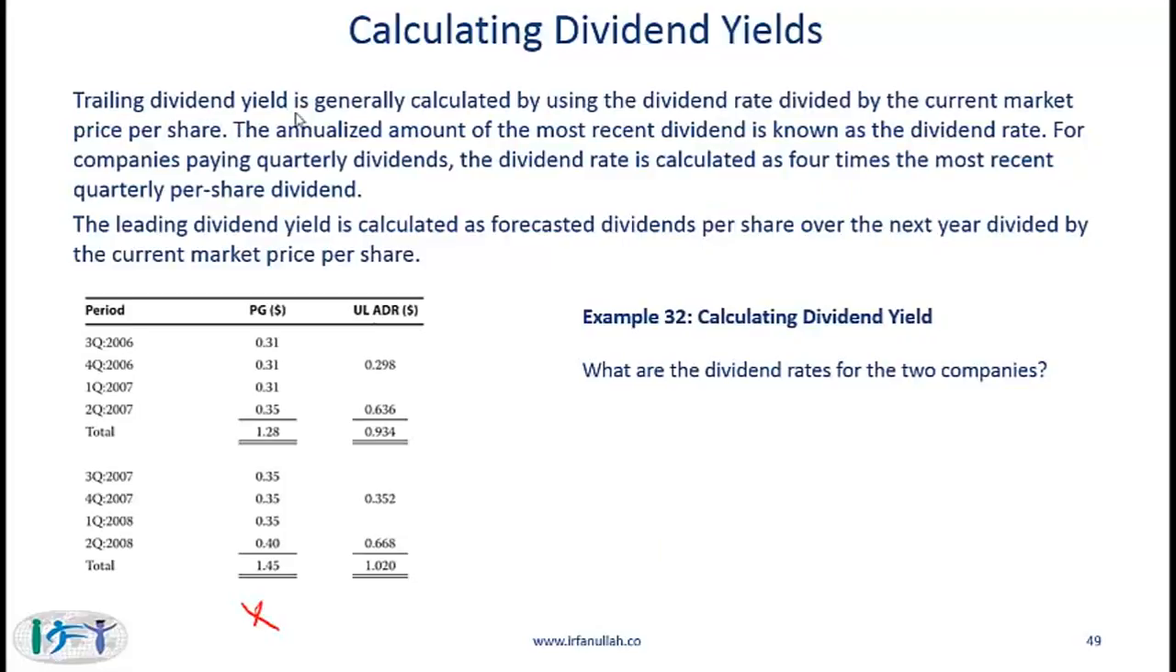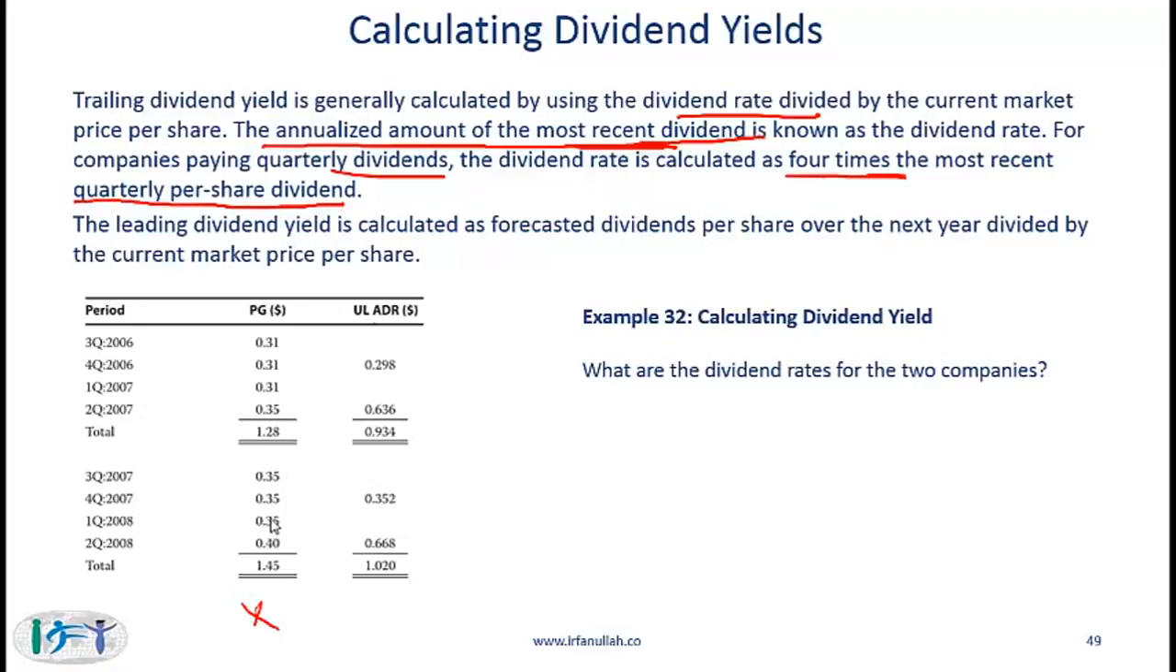Trailing dividend yield is generally calculated by using the dividend rate divided by the current market price per share. Okay. Then the question is, what's the dividend rate? The annualized amount of the most recent dividend is known as the dividend rate. So this is an important point. It's the annualized amount of the most recent dividend. For companies paying quarterly dividends, the dividend rate is calculated as 4 times the most recent quarterly per share dividend.